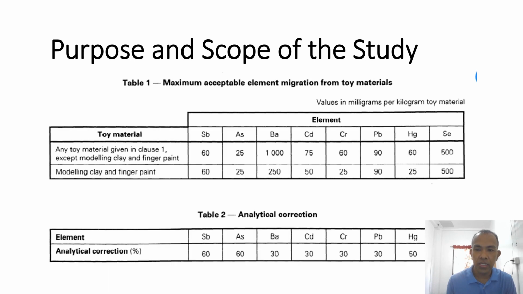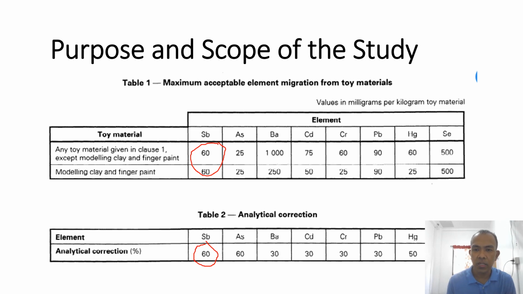So citing from the PNS is very essential for the computation. For antimony, we use this specification of not more than 60 ppm, and for the computation, we will use 60% for the analytical correction. Later, I will show you how this is done, how this is used. The computation, the 60% analytical correction.